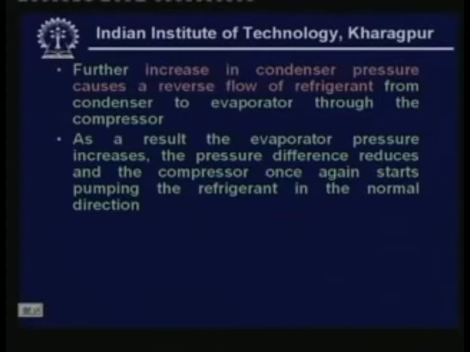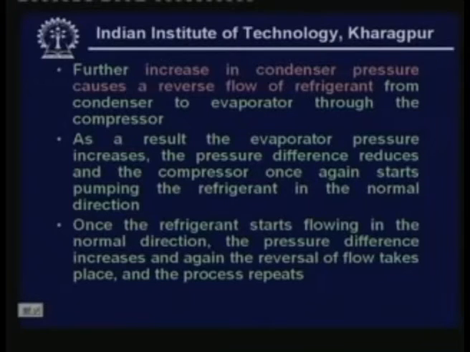Okay. Once it reduces, the centrifugal compressor can again pump in the normal direction. So, pumping starts to take place again in the normal direction. So, again refrigerant flows from the evaporator to the condenser. Once refrigerant starts flowing from the evaporator to the condenser, again the evaporator pressure drops. Again the pressure difference increases. Once the pressure difference increases, again the compressor will find it difficult to pump in the normal direction, reversal of flow takes place, and again this cycle continues. Okay, this phenomenon is known as surging, right?